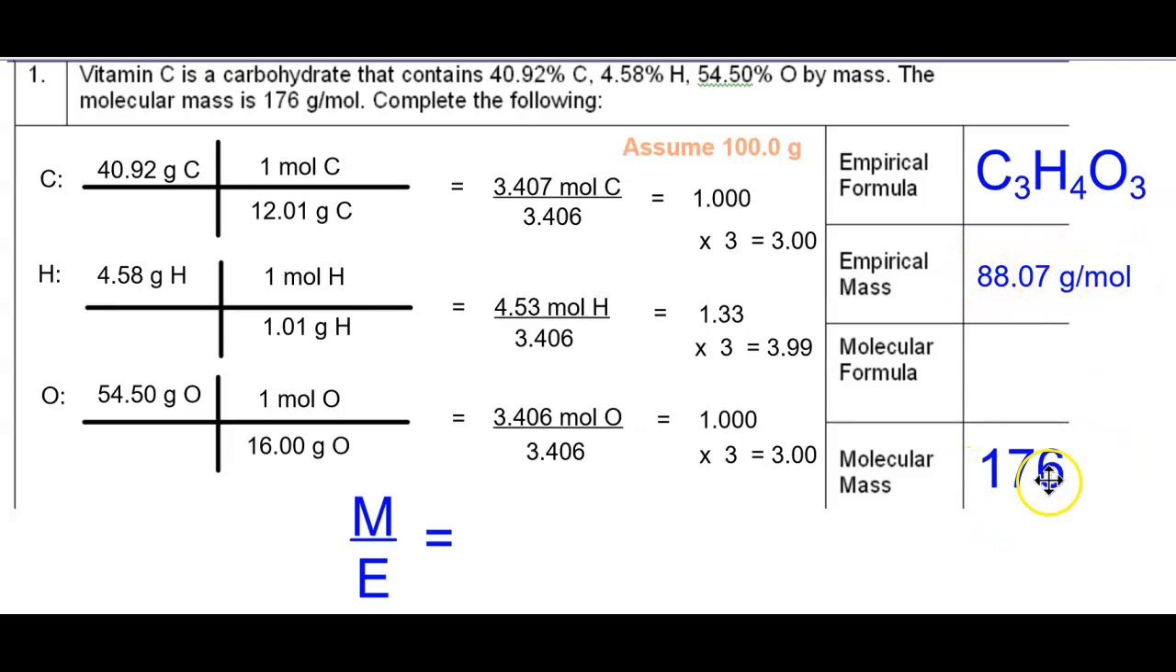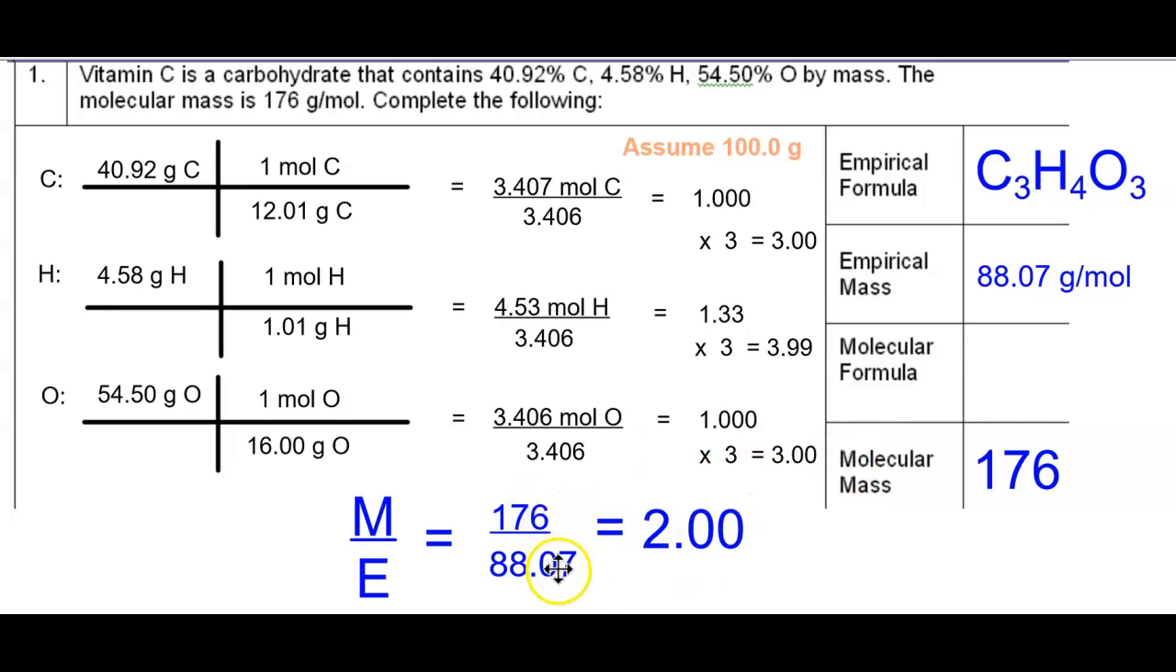Remember, you're given 176. You do all of this work to get the empirical formula, and then from the empirical formula, you can calculate the E, the empirical mass, and you're going to divide those 2, and then you're going to figure out your ratio, and you get, this is 1.998 or something like that, which would round to 2.00 with sig figs. So that means that the molecular is twice as big as the empirical.